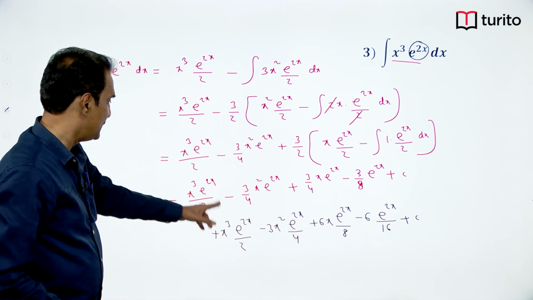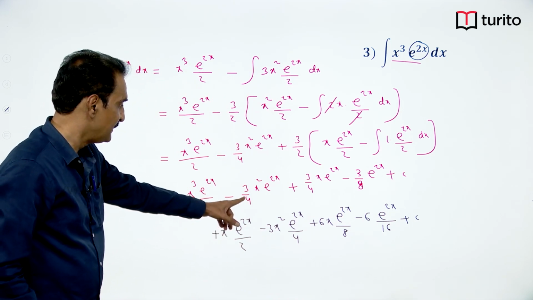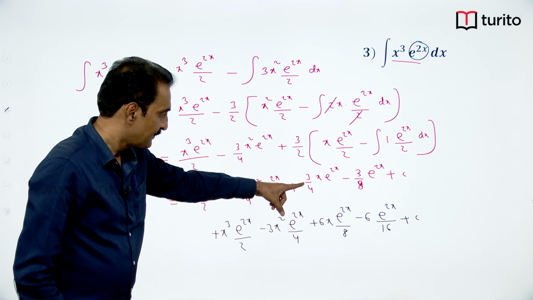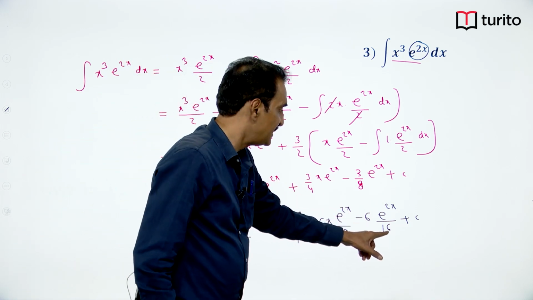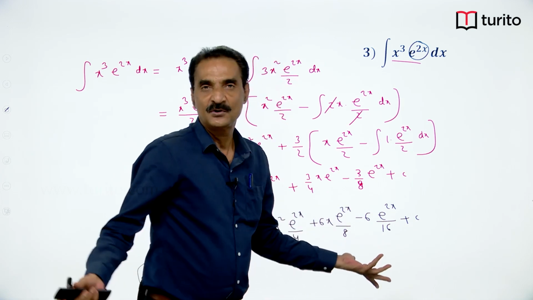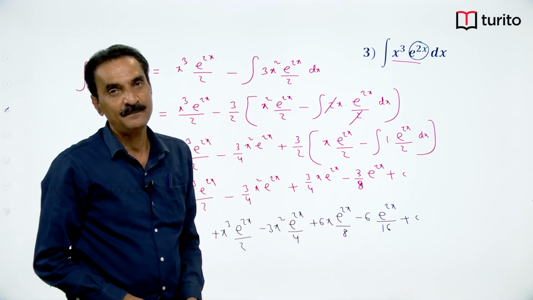Now check with this. This term is same, this is same, 6 by 8 is 3 by 4, this is same, and 6 by 16 is 3 by 8. So, we got the same answer. Okay.